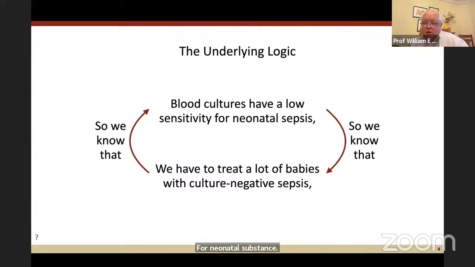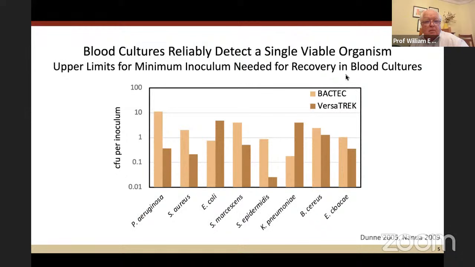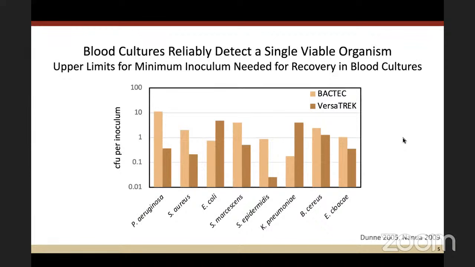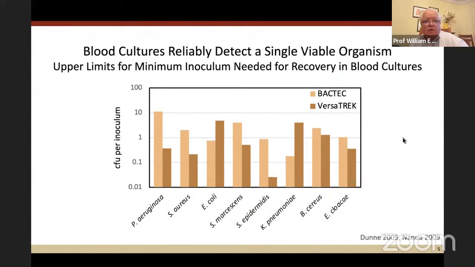So at this point, I would like to pose the question to the audience. Is it true that blood cultures have a low sensitivity for neonatal sepsis? Can we bring up the first question? Do we have a response there? Yes, sir, here it is. Okay, we can see from the audience response here that by a 5-3 proportion, the belief is that blood cultures have a low sensitivity for neonatal sepsis.